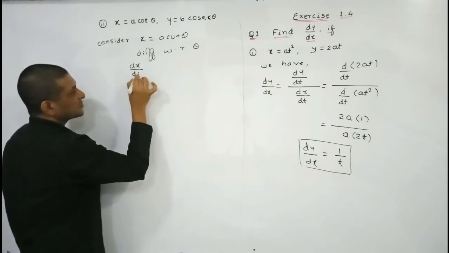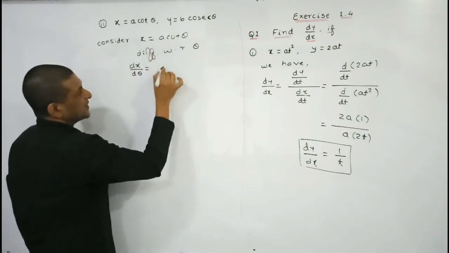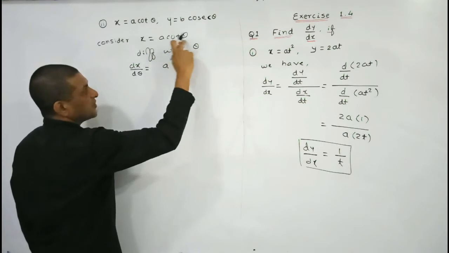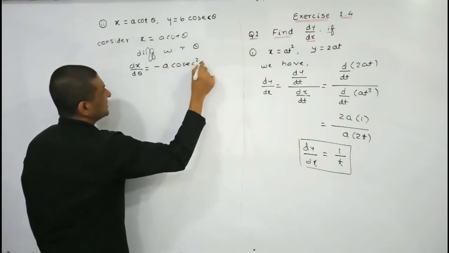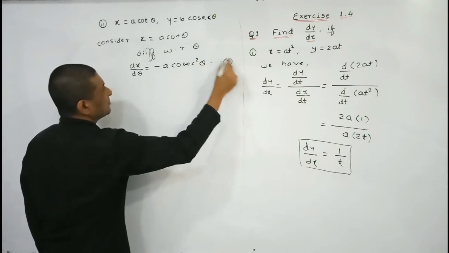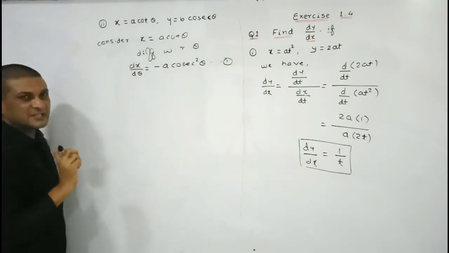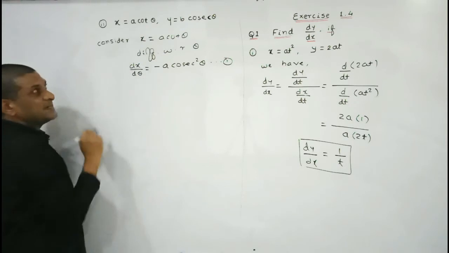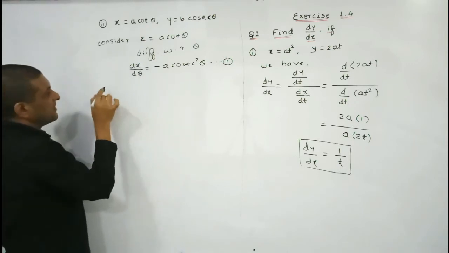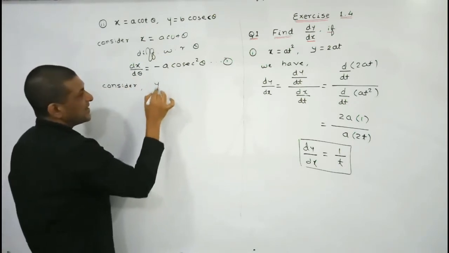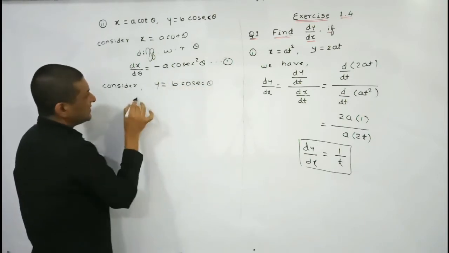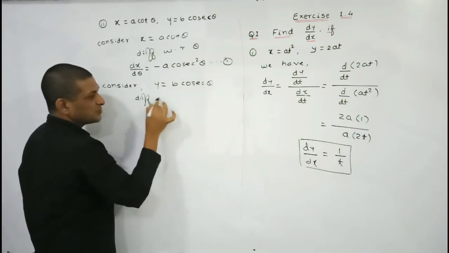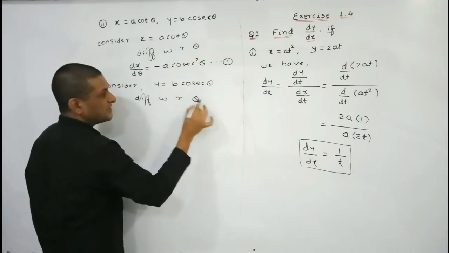So we will get dx upon d theta equal to: a is a constant term, and the derivative of cot theta is minus cosec square theta. Denote this by equation number 1. We have got the value of dx by d theta. Now consider y. Y is equal to b cosec theta. We are differentiating it with respect to our parameter, theta.